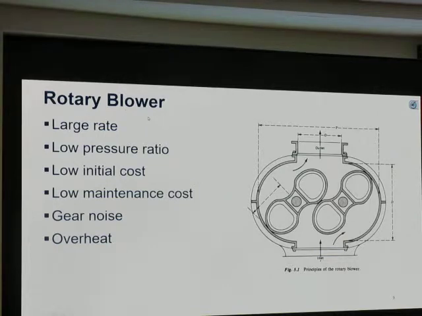Rotary blower. Okay, one type of compressor. It has large rate, low pressure ratio, low initial cost, low maintenance cost. It has some noise. It can overheat. So the way it works is it has gas coming in from the bottom, okay, and it goes to the side and then comes out on the top.